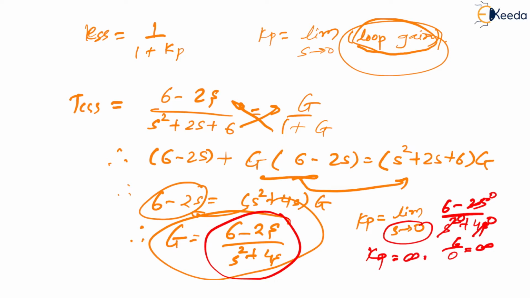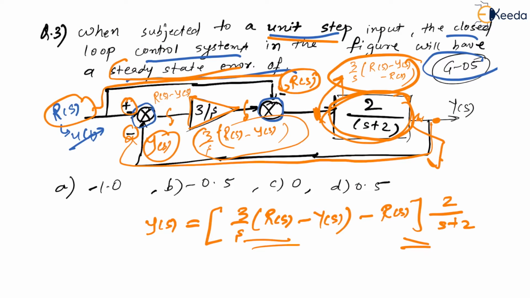Now you please tell me, if Kp is infinity, what is ESS then? ESS is nothing but 1 upon 1 plus Kp. So it is equal to 1 upon 1 plus infinity. 1 upon infinity is what? 0. So I can say that ESS is equal to 0, which is option C. So your steady state error for this is equal to 0.